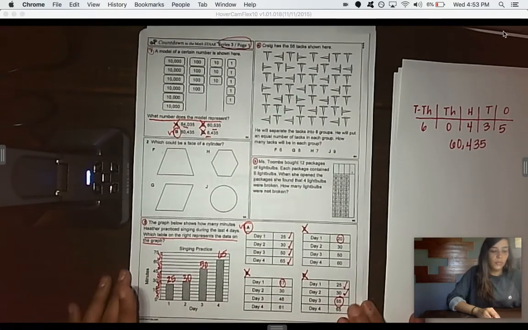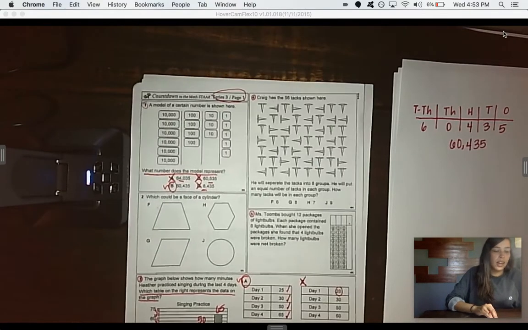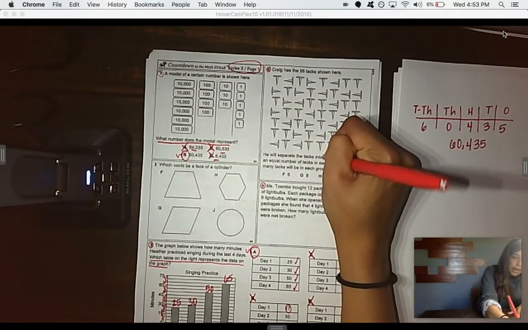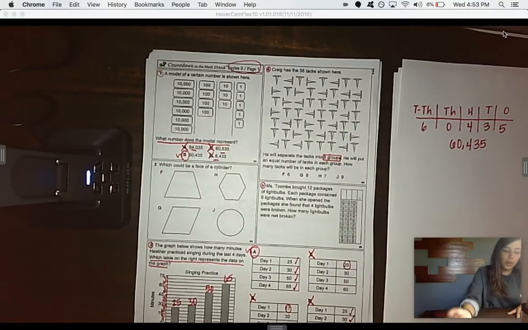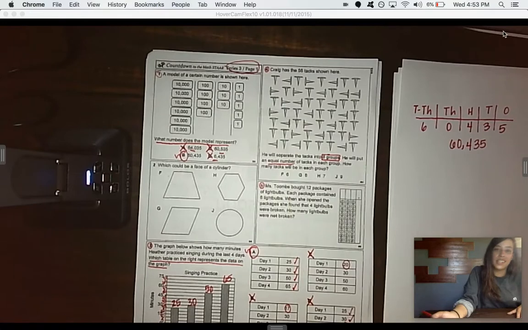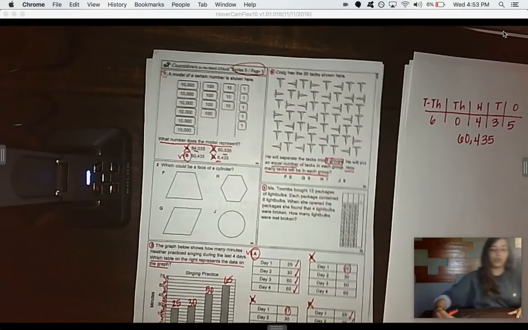Number 4 says, Craig has the 56 tacks shown here. He will separate the tacks into 8 groups. He will put an equal number of tacks in each group. The question is, underline it, how many tacks will be in each group?